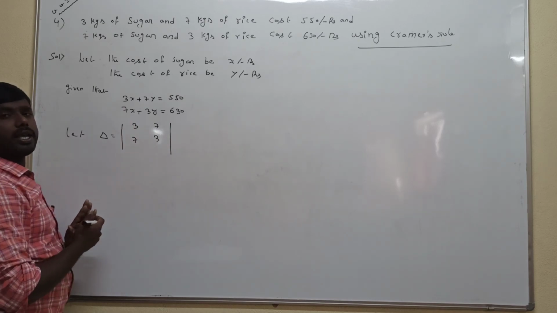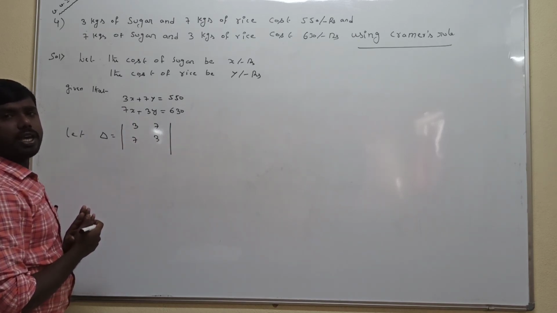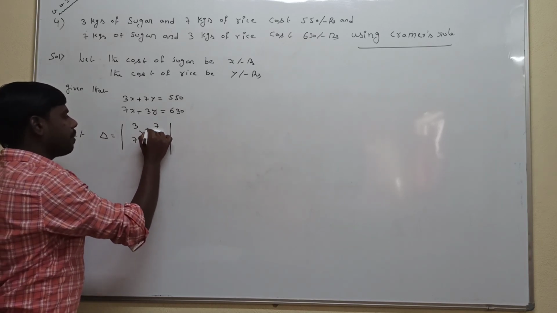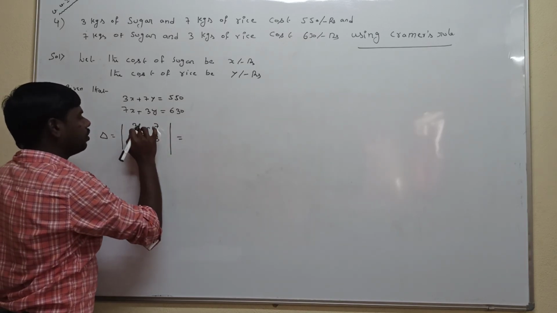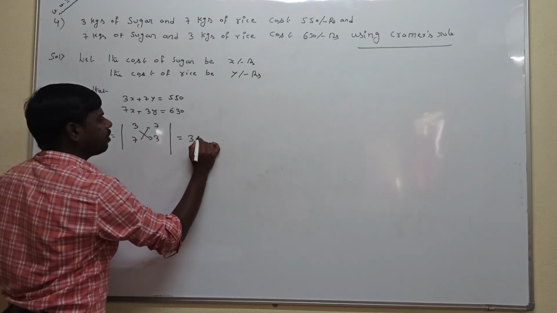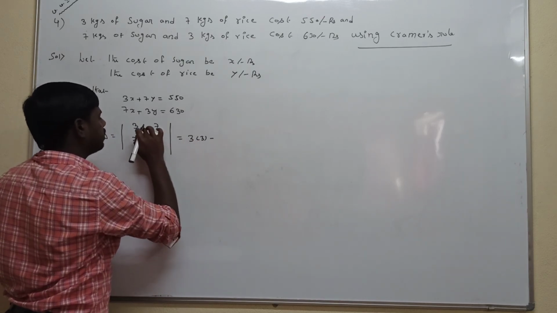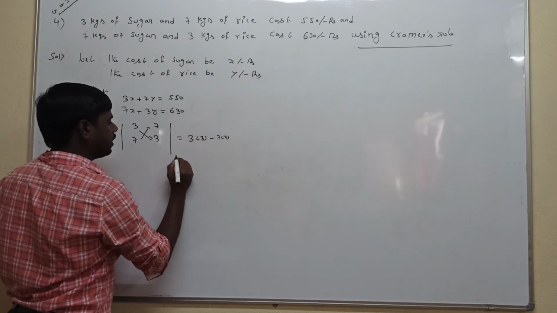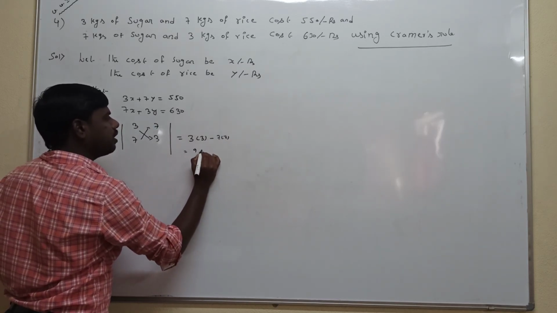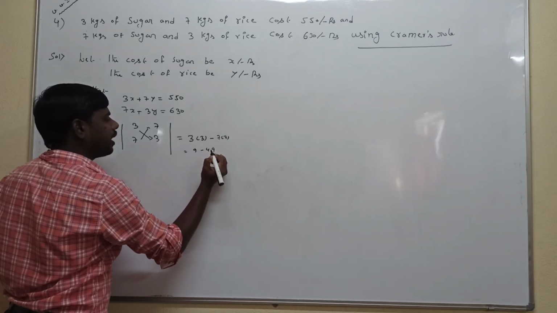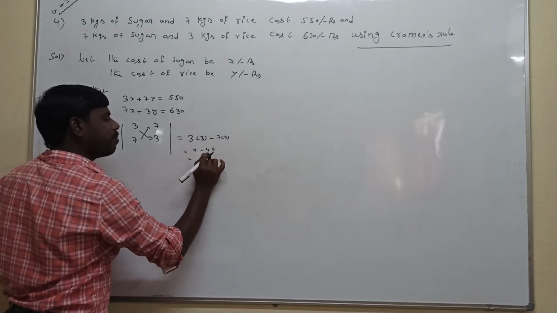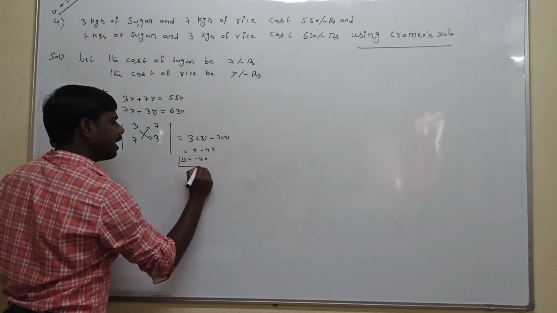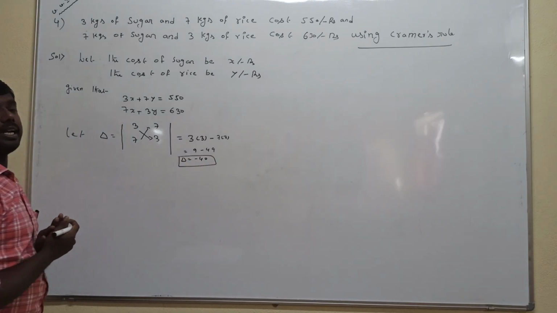Now which formula are we applying? The cross multiplication method for the determinant. You can write step by step: 3 into 3 minus 7 into 7 implies 3 threes are 9 minus 7 sevens are 49, which is equal to 9 minus 49, the value is minus 40. This is the delta value.